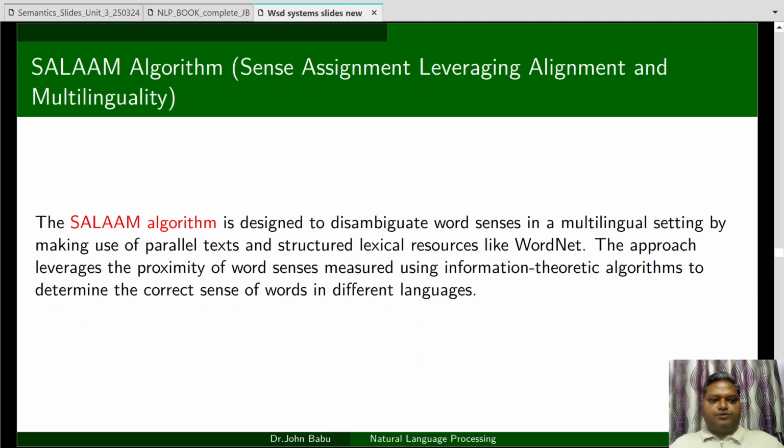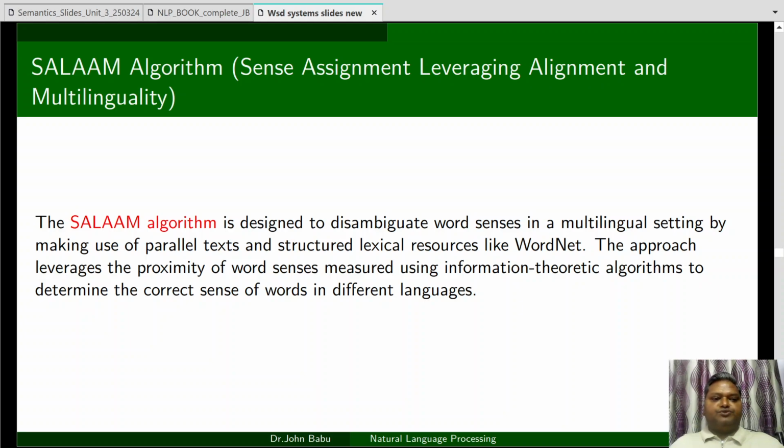Continuing our discussion on the systems used for word sense disambiguation, we have seen supervised systems and unsupervised systems. And in this class, we'll be talking about another unsupervised system which deals with multilingual settings.